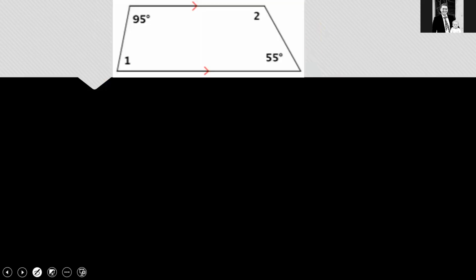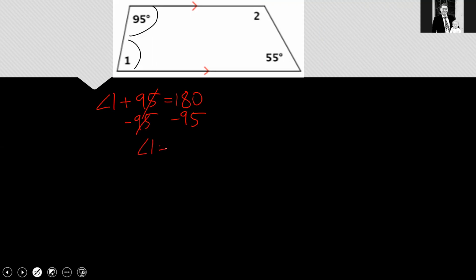Let's look at this. I want to solve for angle 1. Now, I know angle 1 and angle 9 together make consecutive interior angles. So angle 1 plus 95 degrees equals 180. Make sure that you put that little angle symbol there so you don't think 1 plus 95 equals 180, because 1 plus 95 is 96, which is not equal to 180. Let's subtract 95 from each side, and we will get angle 1 is equal to 85.